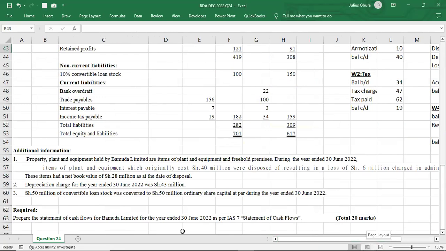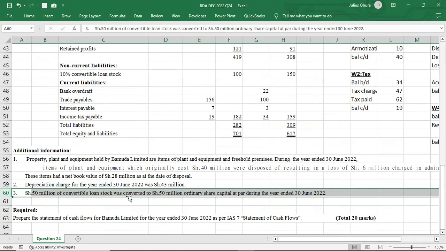Yes, number 3. It says 50 million shillings of convertible loan stock was converted to 50 million shillings ordinary share capital at par during the year ended 30th of June 2022. That simply means that we increased our ordinary share capital, not to 50, but by 50 million, because we converted 50 million shillings of convertible loan stock to 50 million shillings of ordinary share capital.